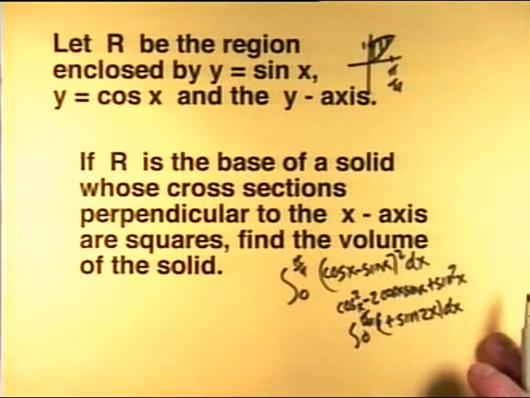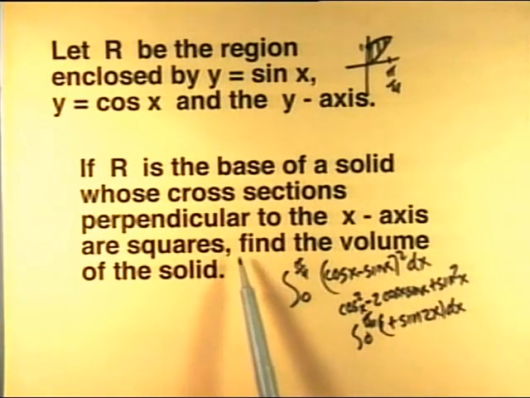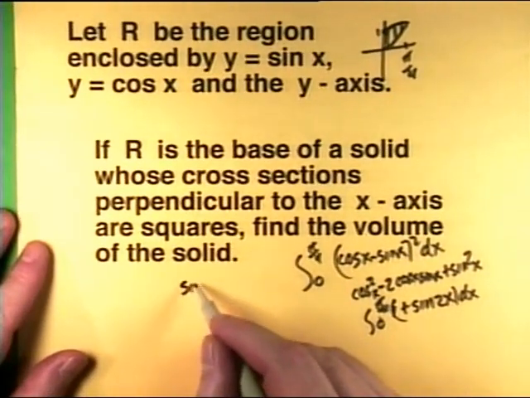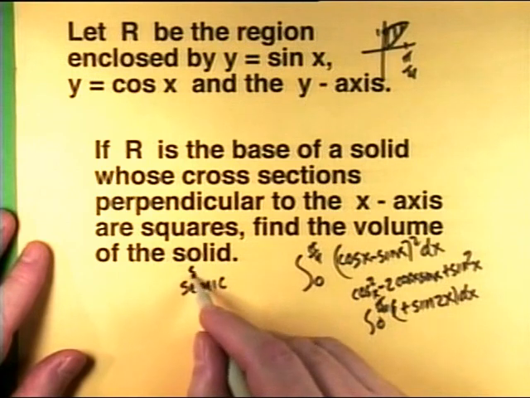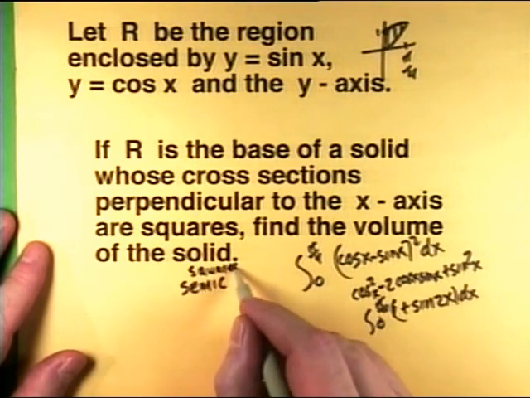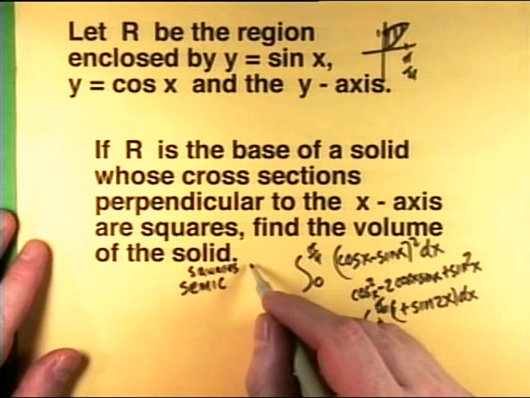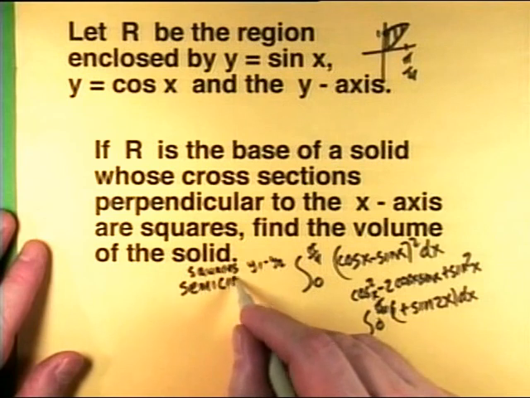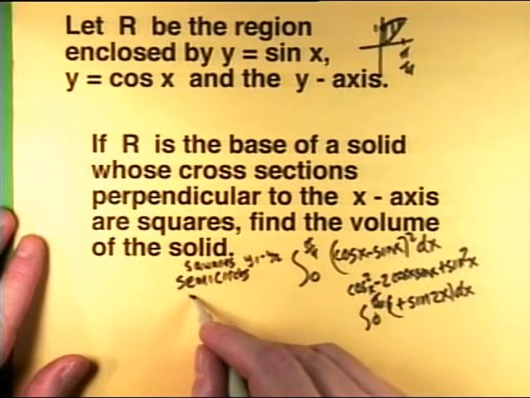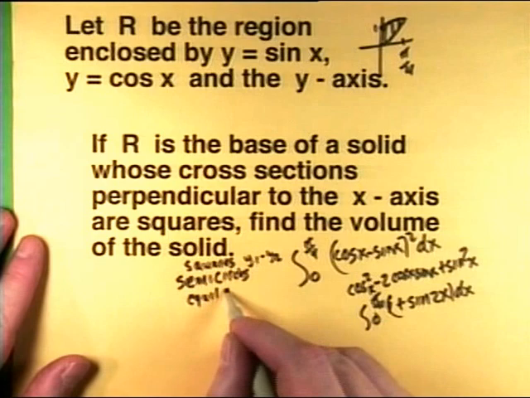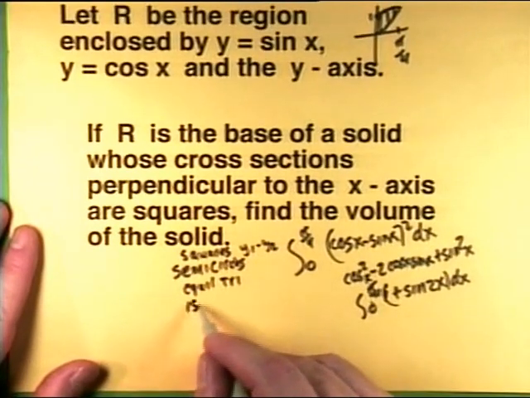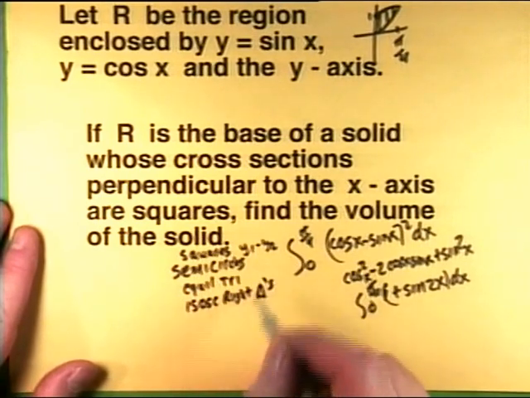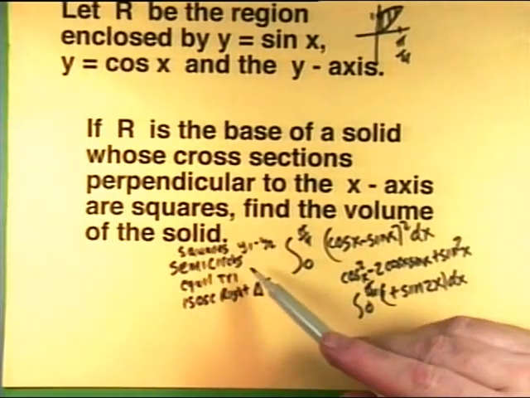Hey, I'm going to ask you something. That's excellent, but if it wasn't squares, if it was semicircles, this is what I want you to do for next week. I want you to give me a formula for squares. It's just, let's say, y1 minus y2. I want you to give me a formula if they were semicircles, for equilateral triangles, and if they were isosceles right triangles. It's the same formula every time if you use these. So for next week, I want you to tell me what these formulas are.